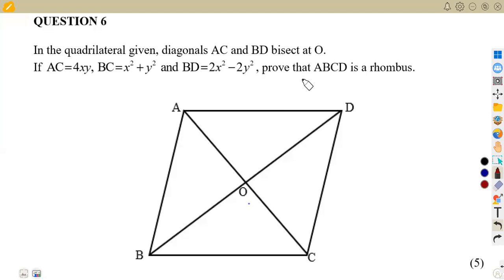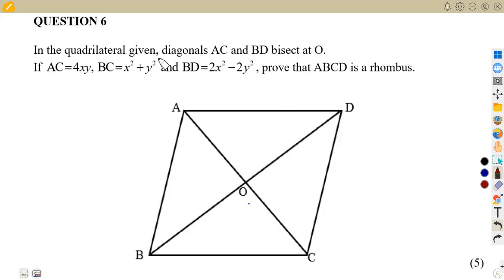All right, guys. In this question, we are supposed to actually prove that this ABCD is a rhombus. But it's not just to prove from knowing. We are proving this from the information that we are given. So that is the advantage that we're given here.